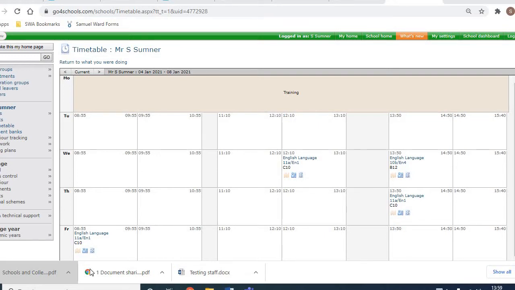On Microsoft Teams. So first of all, I'm in Gopher Schools and here is my timetable for the coming week. So I have lessons with Year 11 normally on Wednesday, Thursday and Friday. So what I want to do is be available and make sure the students are available to have some live supervision of the work I set on Gopher Schools during that time.